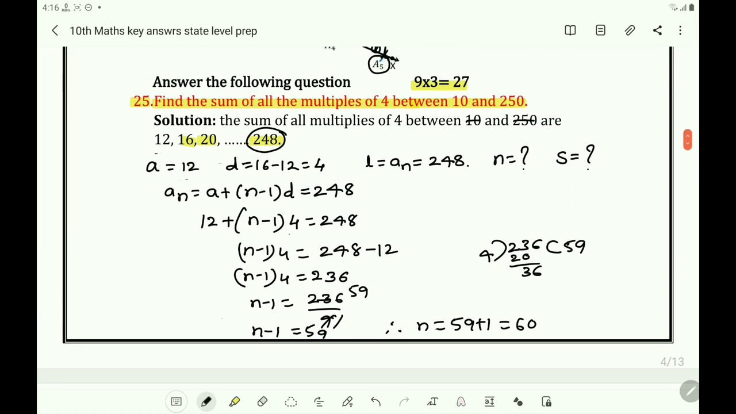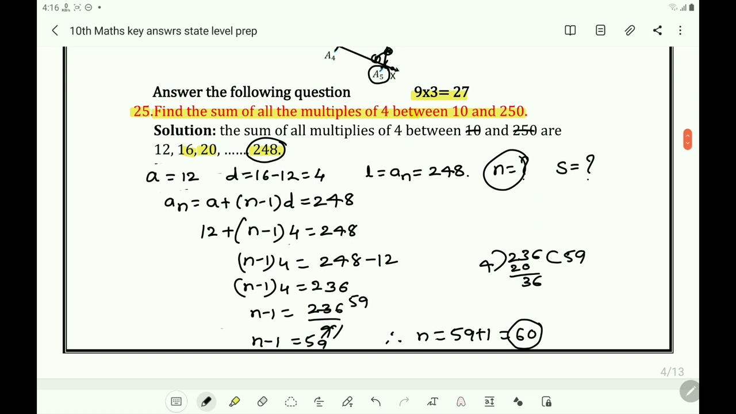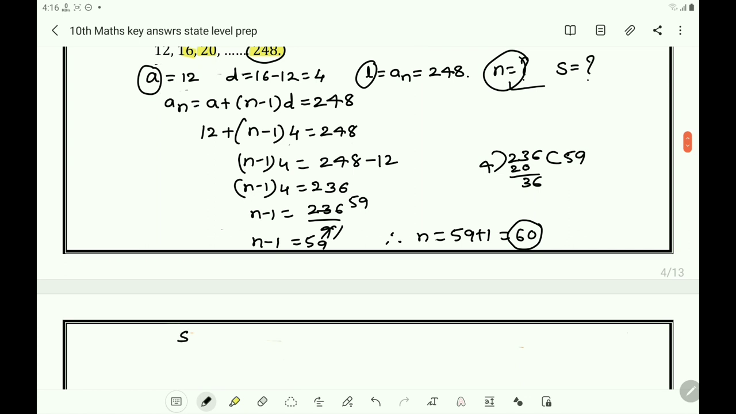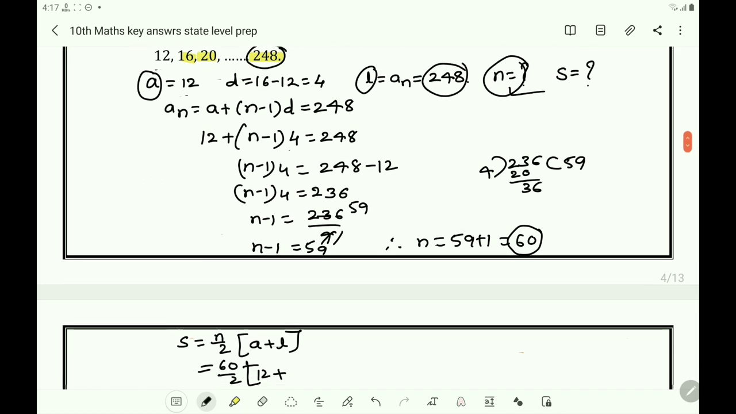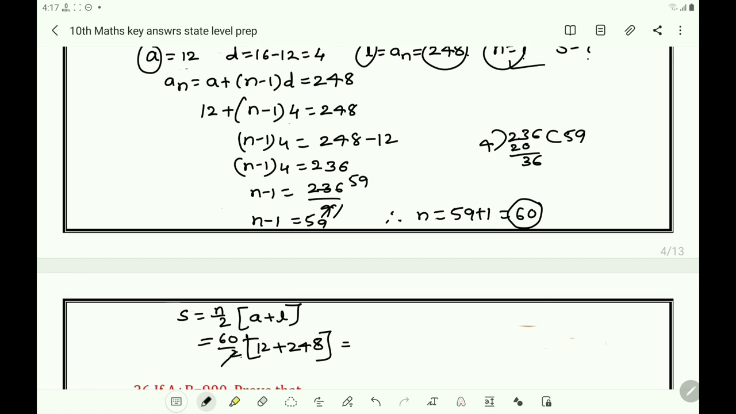Now here you got the value of N. The value of N is 60. Now you write the formula for S. Which formula can be used here? Here the last term is known, the first term is known and the number of terms is also known. So you can use the formula S equals N by 2 into A plus L. Then N is 60, 60 by 2 into A is 12 plus L, L is 248. 12 plus 248, how much you will get? 260.